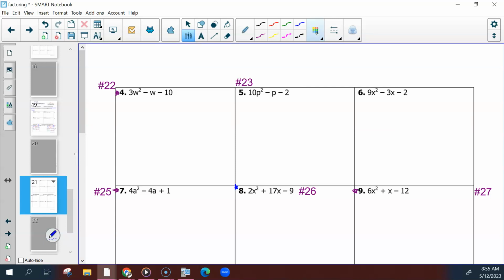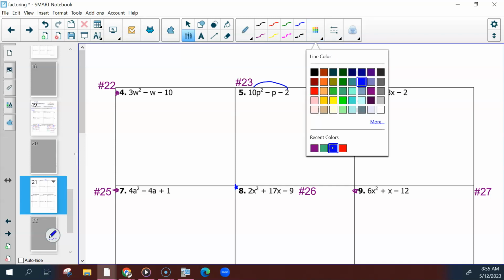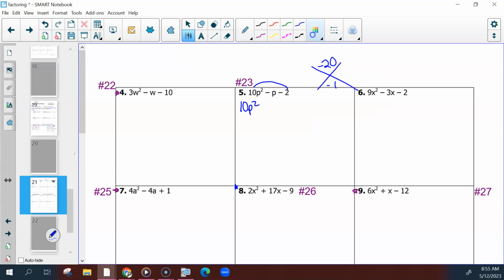Does this have something we can divide out of everything? So then, moving forward, multiply 10 and negative 2. So two numbers that multiply to be negative 20, but add or subtract to be negative 1. Does it have to add or subtract to be negative 1? The two numbers are probably really close together.